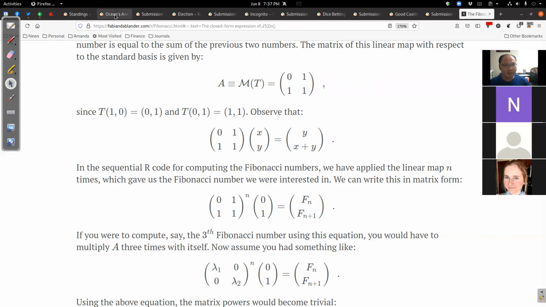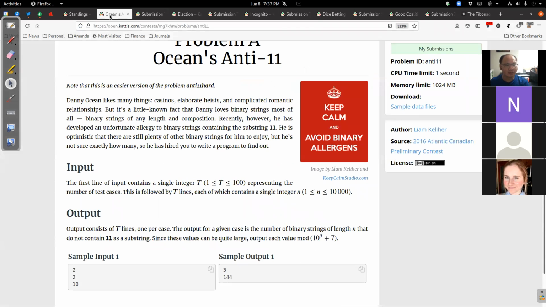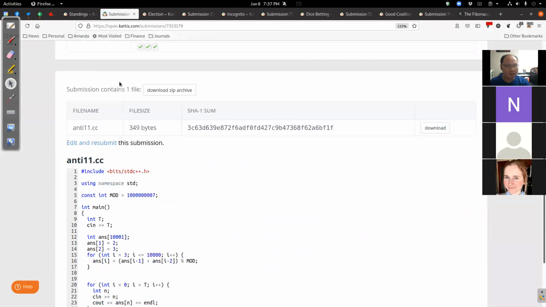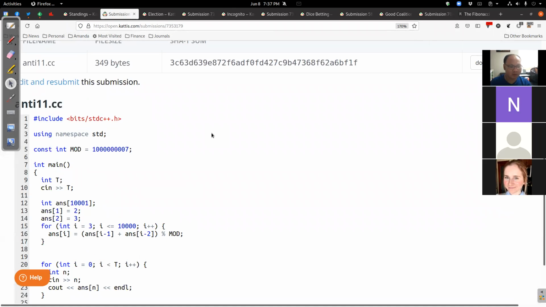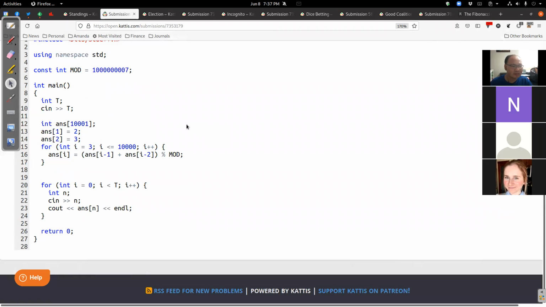All right, that was a big aside. I don't know if I even need to show you the code for this. I mean, this is basically it. There's not much to do.